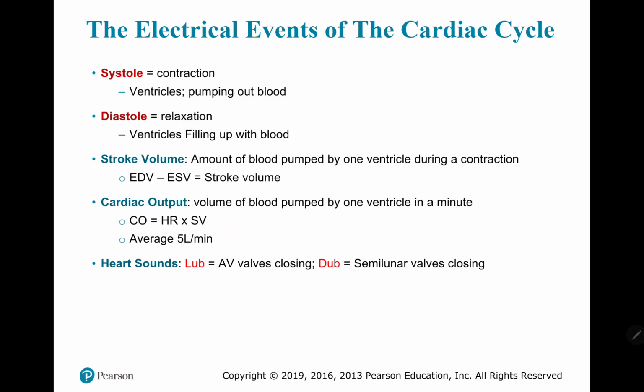Remember, systole means contraction, right? If you're contracting, these ventricles are pumping out blood. Diastole, that's relaxation. That's where they're filling up with blood, right? And so also remember stroke volume. Stroke volume is simply the amount of blood pumped by one ventricle during a contraction, right? And so the stroke volume is going to be equal to the end diastolic volume minus the end systolic volume, okay? Cardiac output is just the volume of blood pumped out by a ventricle in 1 minute, okay?